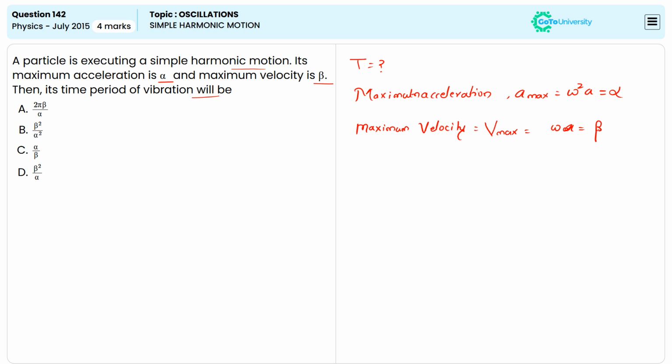Then we can write this as alpha divided by beta is equal to omega square A divided by omega A. It will get cancelled. We will get the answer only omega. Or we can write in another way, alpha divided by beta is equal to omega, which is nothing but 2 pi divided by T. Then we can write T is equal to 2 into pi multiplied by beta divided by alpha.